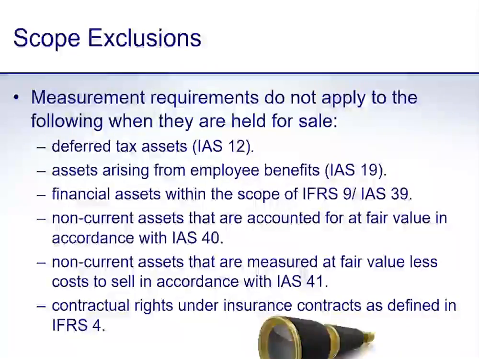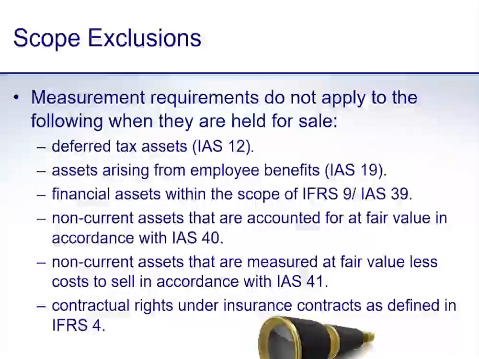So for instance, if I was dealing with deferred tax assets, I need to go to IAS 12 for that. The income taxes standard will give me guidance in terms of how I deal with that particular deferred tax asset. If I'm dealing with assets that arise from employee benefits, or financial assets that are within the scope of the two financial instrument standards that we've got, IFRS 9 and IAS 39, I go to those standards. Any non-current assets that are accounted for at fair value in accordance with IAS 40, here I'm referring to investment properties, those are also dealt with. The measurement requirements of IAS 40 will come into play here.